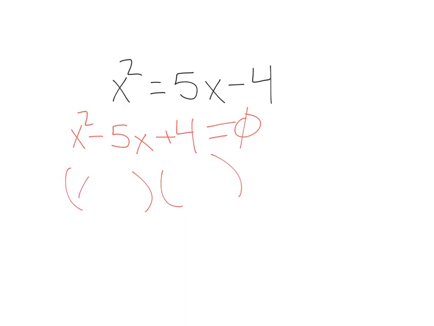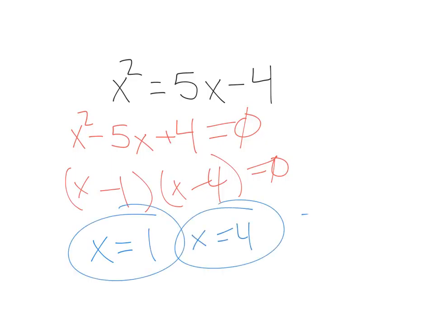When I factor that, x and x, what will it factor into? Minus 1, minus 4. So what are my solutions? x equals 1, x equals 4. Good. So if I were to graph that, 1, 2, 3, 4, and 1, there's my parabola. Okay, quick sketch of my parabola.